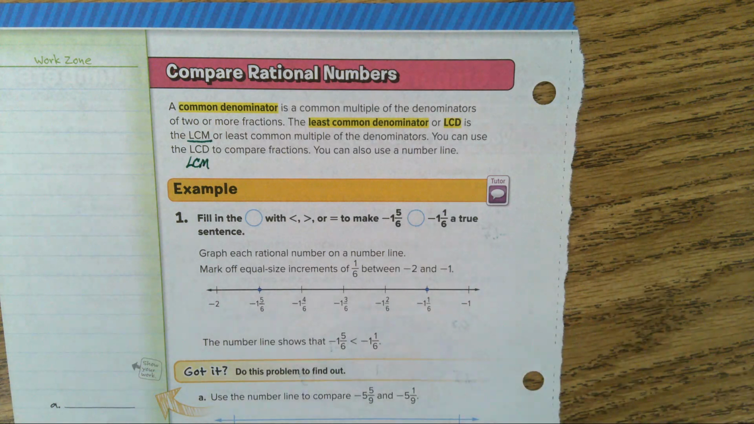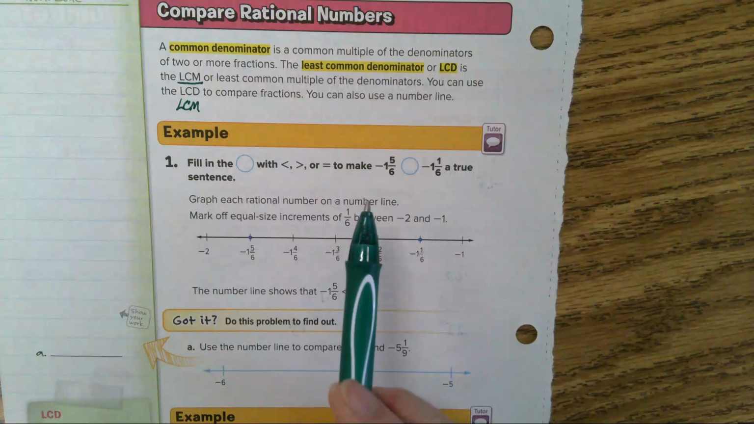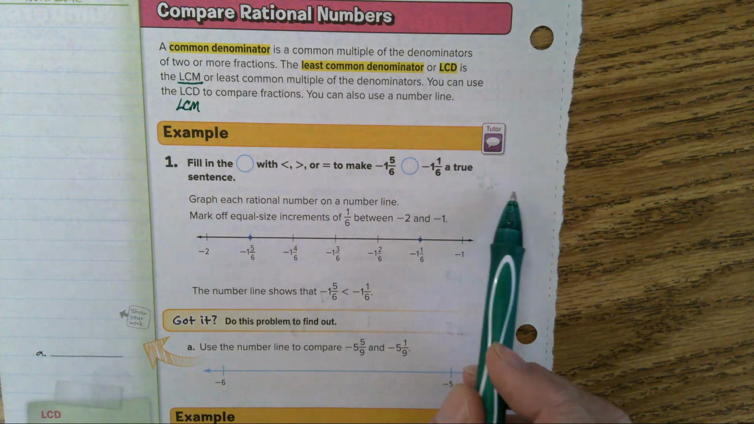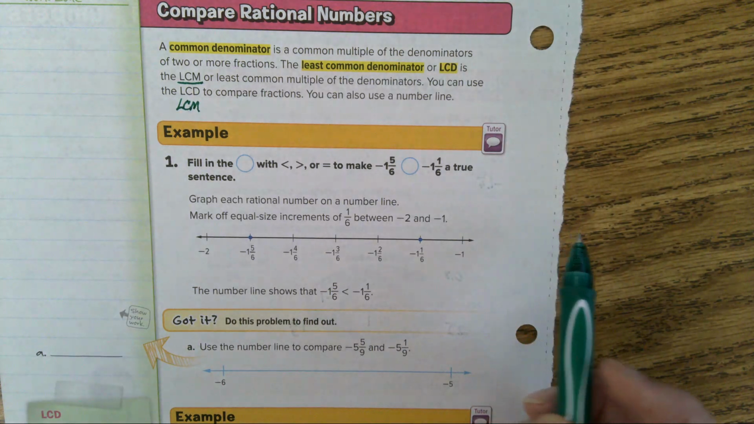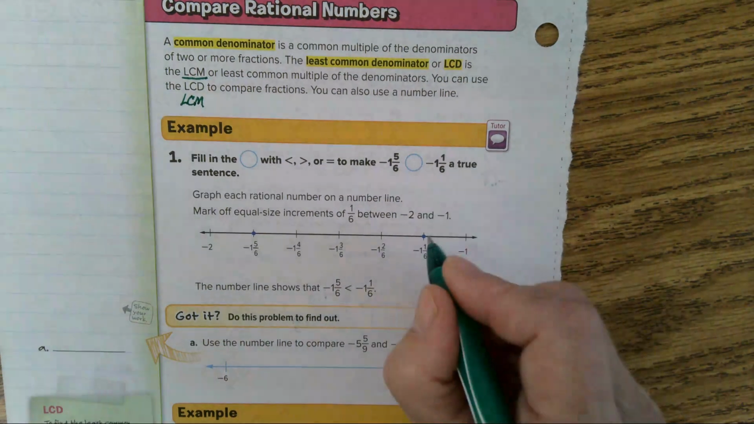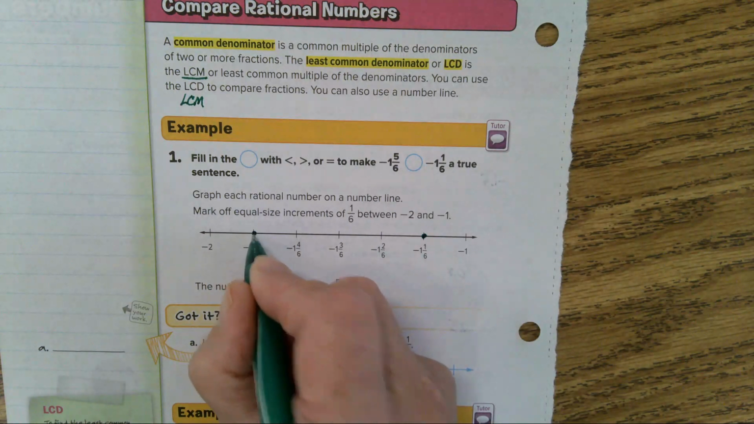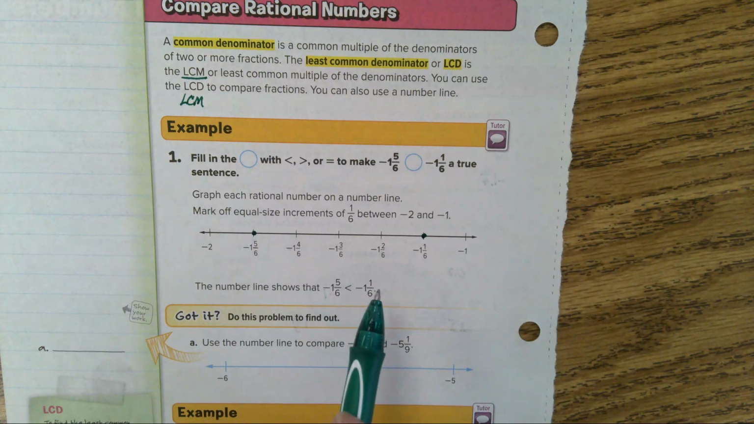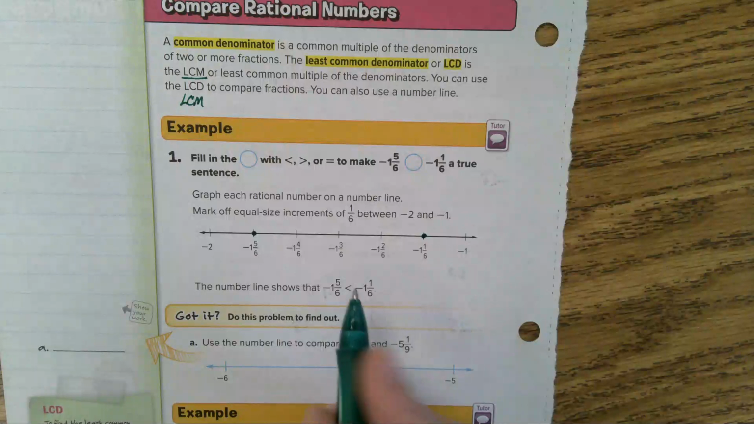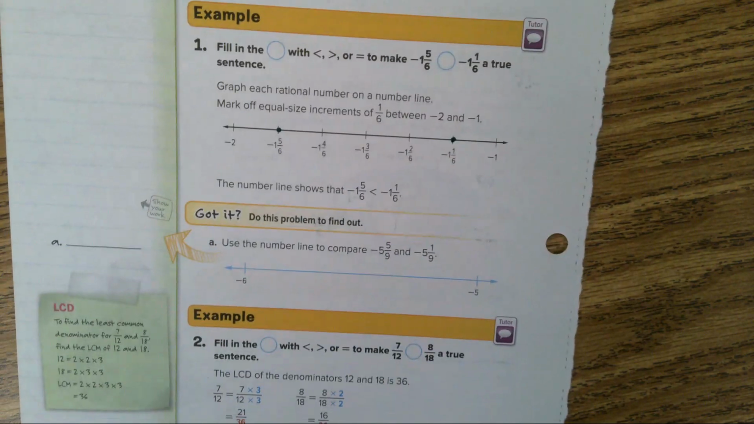All right, so let's see what they have here. Fill in the circle with less than, greater than, or equal to make -1 5/6 and -1 1/6 a true sentence. Well, on the number line, here they have -1 1/6. Here's -1 5/6. -1 5/6 is smaller than -1 1/6, so it is less than. Remember, the number on the left is always smaller than the number on the right.